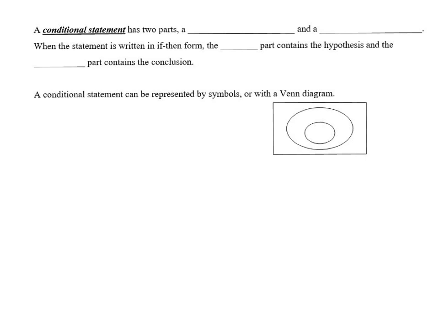This is 2.1 and 2.2, conditional statements and definitions, and we'll start by defining what a conditional statement is. It's got two parts, a hypothesis and a conclusion. And conditional statements can be written in if-then form, if this, then that. When they're written in that form, the if part contains the hypothesis and the then part contains the conclusion.